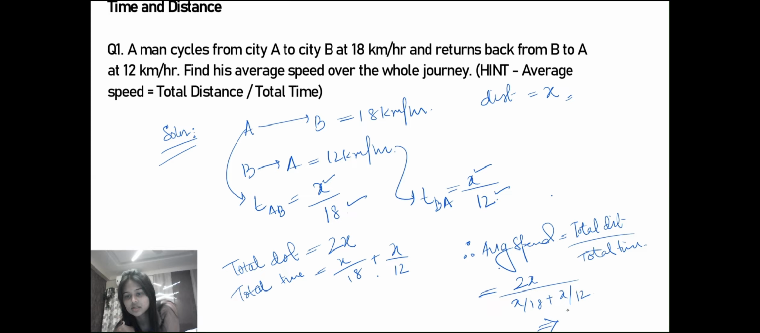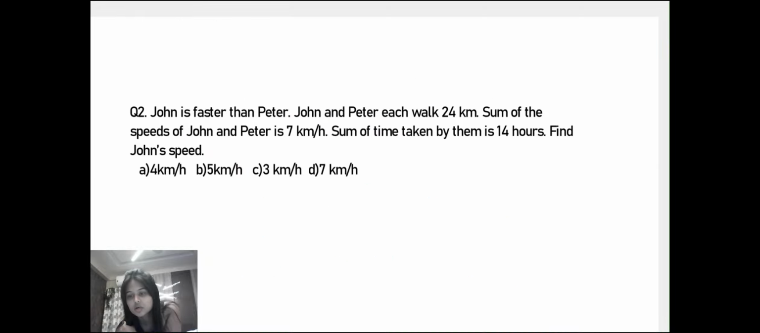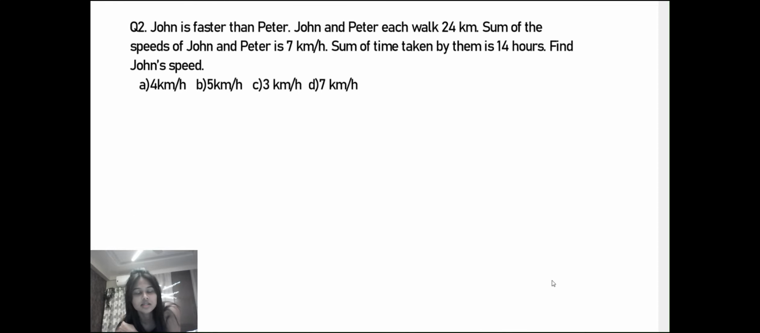Now when we evaluate this, we get 14.4 km per hour. X will get cancelled out and what we get is 14.4 km per hour. Okay. Now second question says John is faster than Peter.